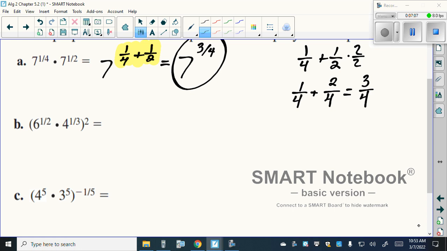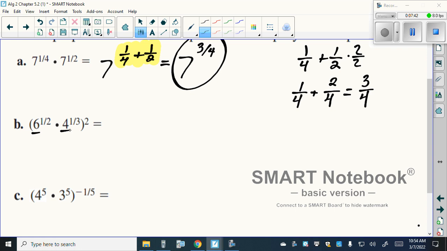Well, 6 and 4 are not like bases, and there's no way we can get them to be like bases. The only way would be to rewrite them as a number to a power. I can rewrite 4 as 2 squared, but I can't rewrite 6 as 2 to a power, so we can't do that multiplication.